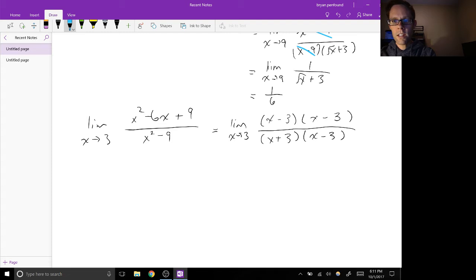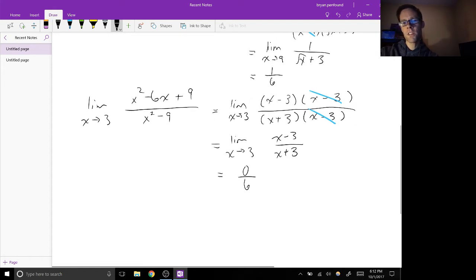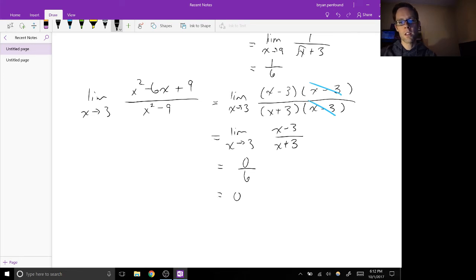Okay, and now you can see that one of these x minus 3's is going to cancel off for us, so that's nice. We're going to be left with the limit as x approaches 3 of x minus 3 over x plus 3. And now we're in good shape. I can go ahead and do a direct substitution. If I sub in 3, I'm going to get 0 in the numerator and 6 in the denominator. And that's perfectly okay. A 0 in the numerator means my overall limit should be equal to 0.